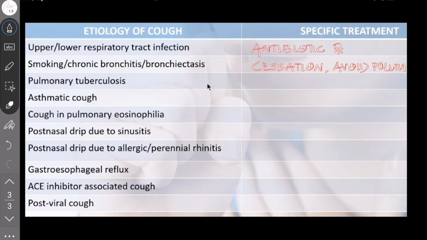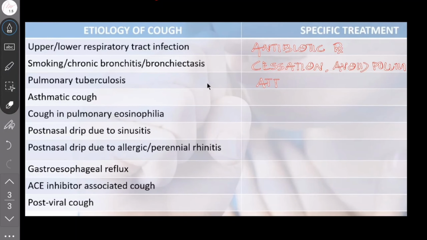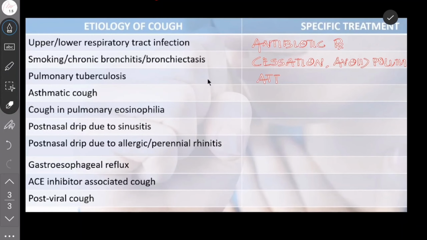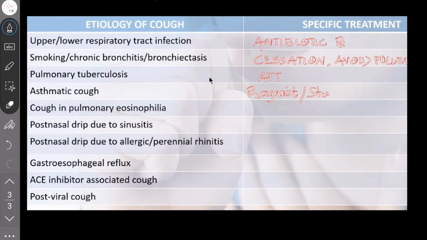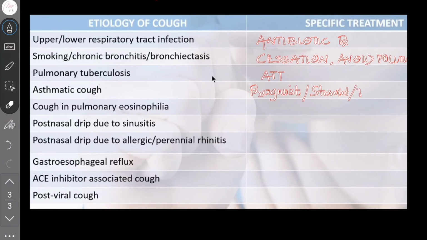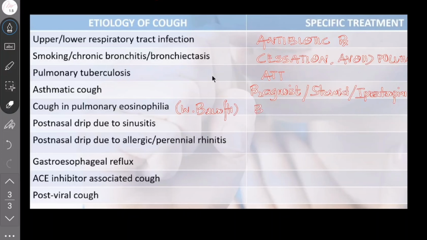For pulmonary tuberculosis, we can give ATT, anti-tubercular treatment. In asthmatic cough, we can give beta-2 agonist inhalation, steroids, or ipratropium bromide. Cough in pulmonary eosinophilia is because of Wuchereria bancrofti. We give DEC for treatment, and we can also give corticosteroids.